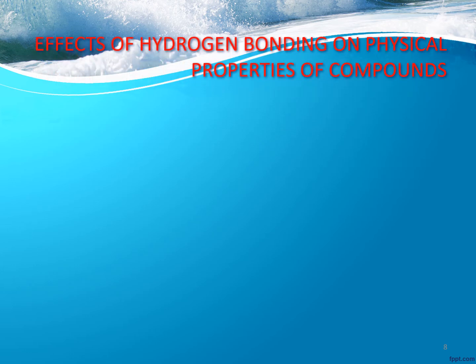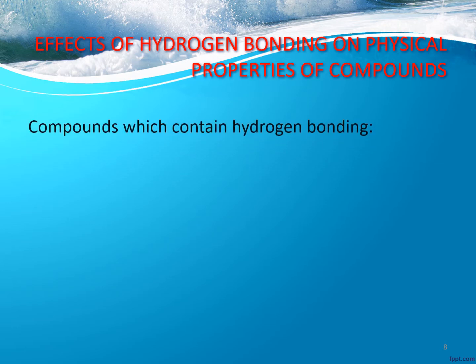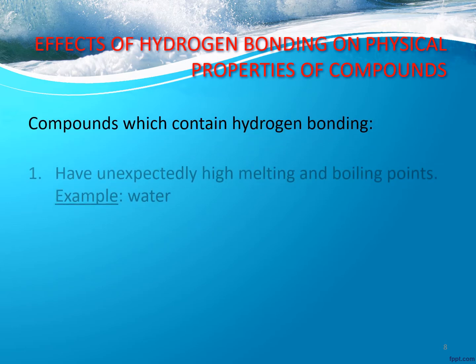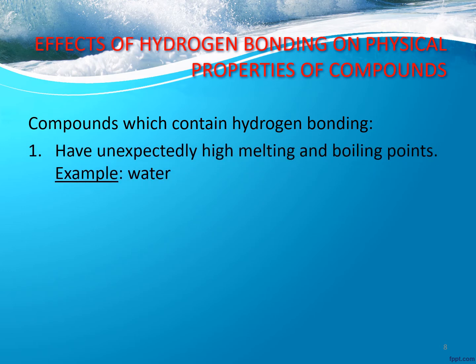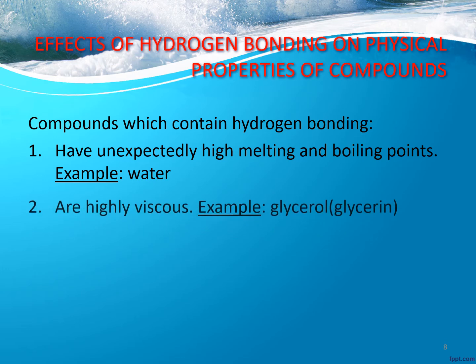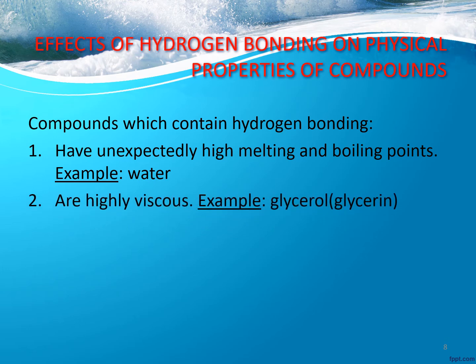Effects of hydrogen bonding on physical properties of compounds. Compounds which contain hydrogen bonding have unexpectedly high melting and boiling points. We have the example of water. Water has a boiling point of 100 Celsius degrees. But other substances which are even heavier than water are gases at room temperature.